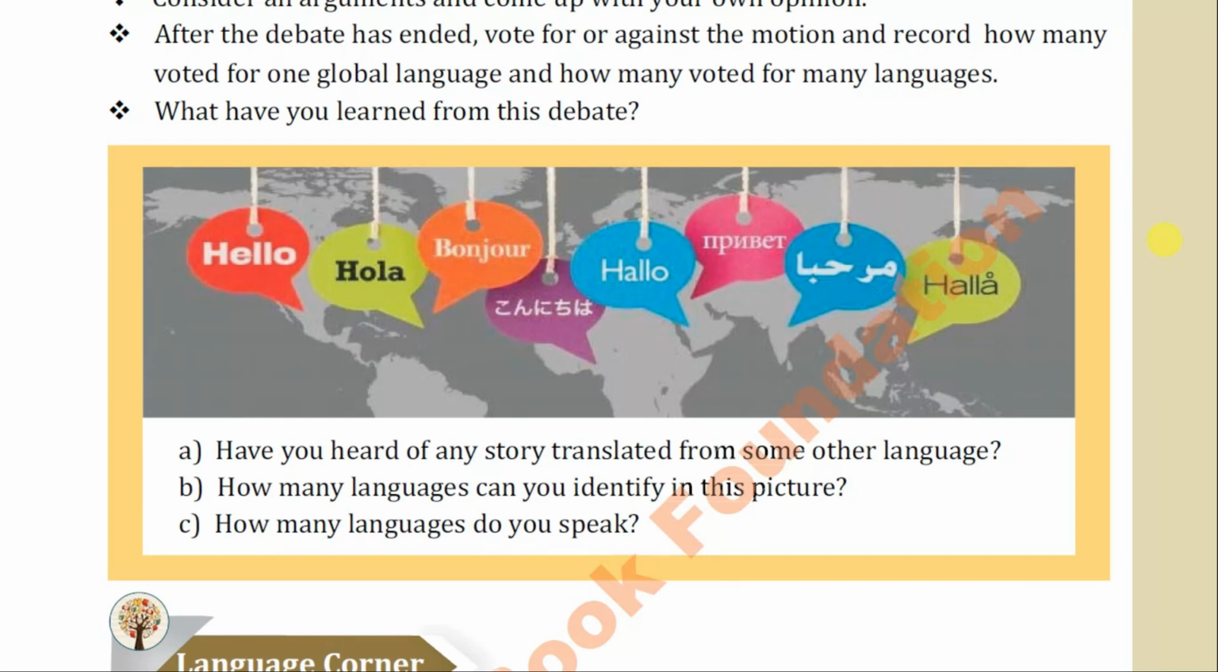How many languages are there? You can count them. There are 8 different languages that are being used in the picture. How many languages do you speak? Usually we speak 2 or 3 languages.